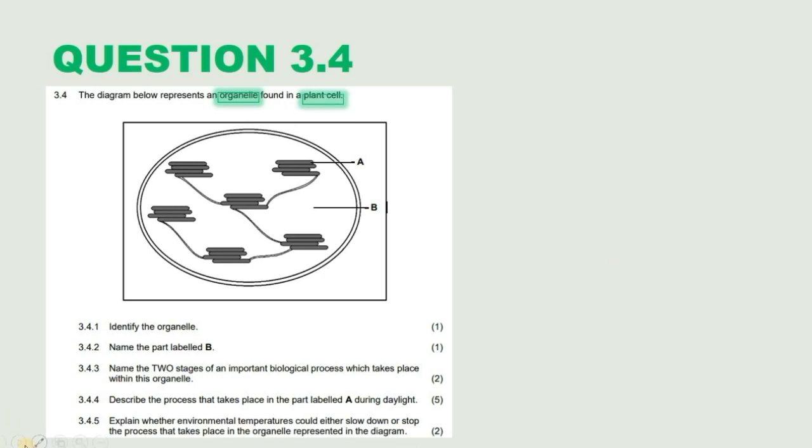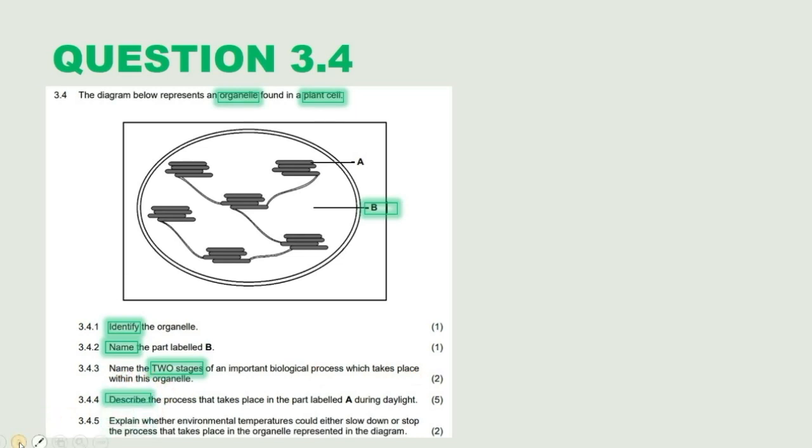So in this section, question 3.4.1 says that you need to identify the organelle. Then question 3.4.2 says name the part that's labeled B. So label B over here, you will see it's this open area over here. Then question 3.4.3 says name the two stages of an important biological process which takes place in this organelle.